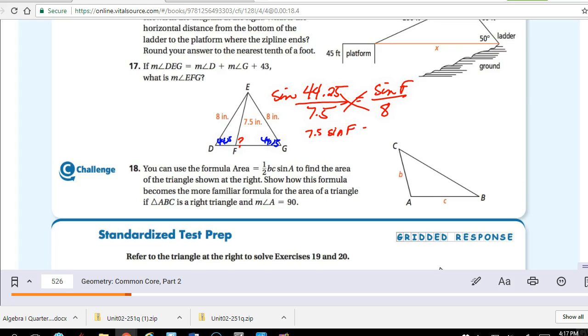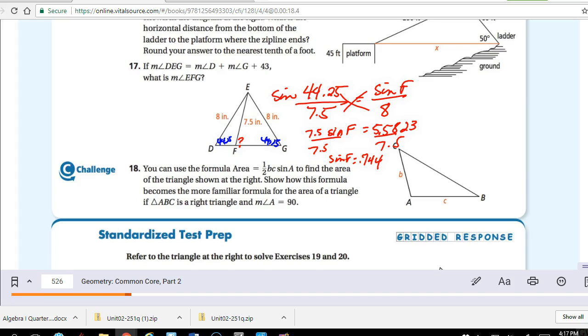You're going to get 7.5 times the sine of F equals, and then with your calculator you're going to take the sine of 44.25, and then also multiply that by 8 when you cross multiply, and that's roughly 5.5823, and so on. Divide both sides by 7.5. So we're going to divide by 7.5, and that means the sine of F is going to be 0.744.